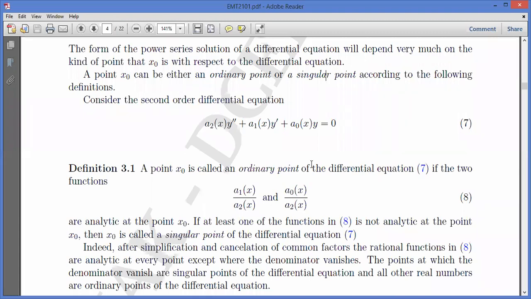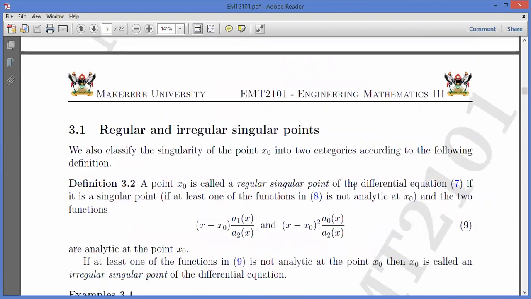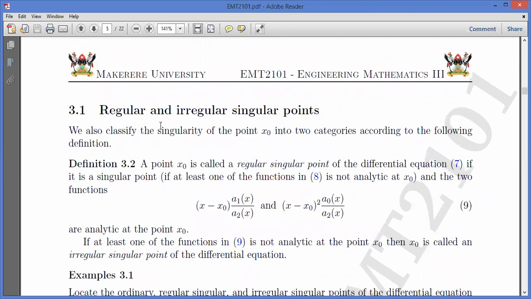But if you substitute it and it gives it in an otherwise form, meaning it is not analytic, then it would mean that that is a singular point. So that is the distinction between those two. Okay. Then we can understand regular and irregular singular points.